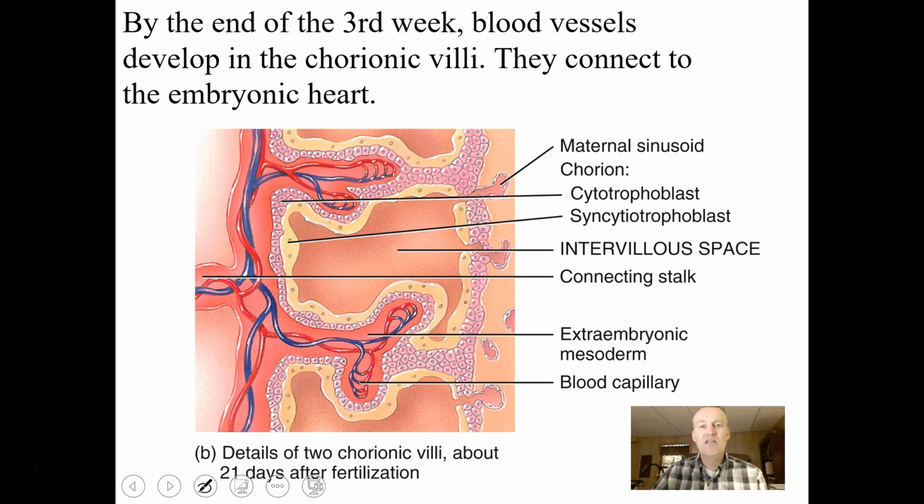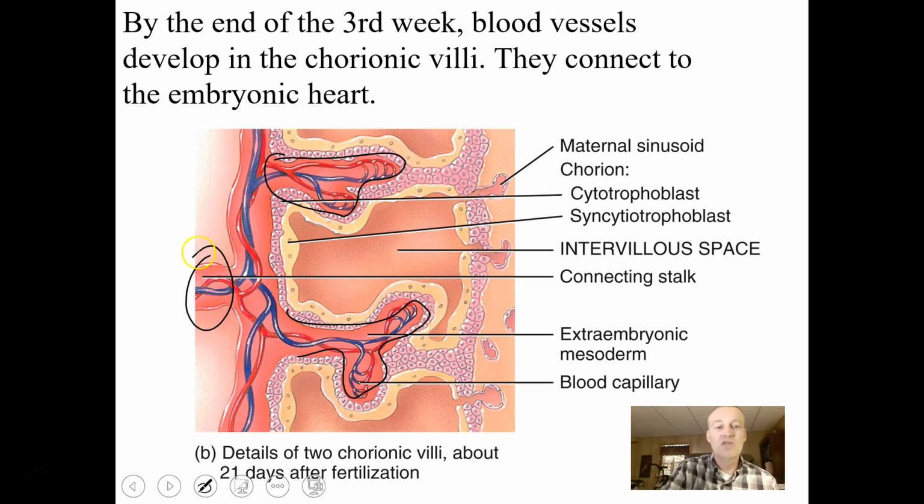By the end of the third week, blood vessels develop in the chorionic villi. You can see blood vessels developing in these little villi. So yeah, villi, increased surface area is what you're thinking about. They are going to connect to the embryonic heart. Down here, the connecting stalk will go through and connect to the embryonic heart. So here you see these lacunal spaces that are going to be filled with blood.